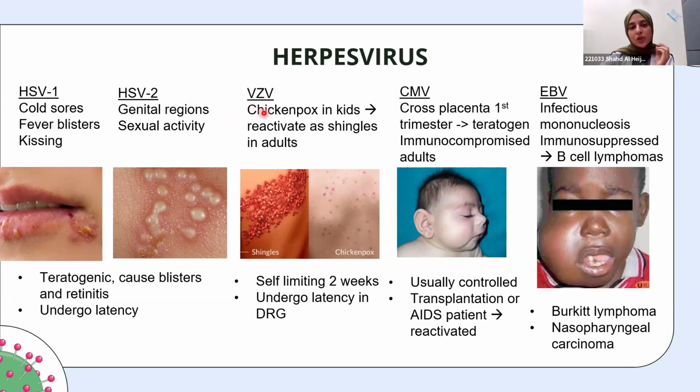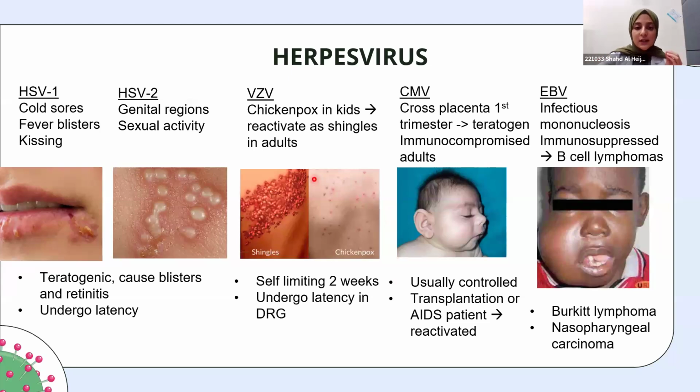Moving on to the next group, which is varicella. Varicella zoster virus. We said it appears as chickenpox in kids, but it can undergo latency in the dorsal root ganglion and then gets reactivated when you're old enough, like 50 or 60. It will get reactivated as shingles in adults. But basically, chickenpox itself is self-limiting. In 2 weeks, you're done with the infection. You don't have the vesicles anymore.